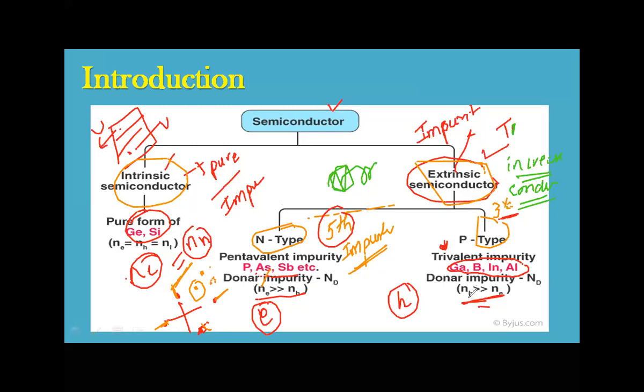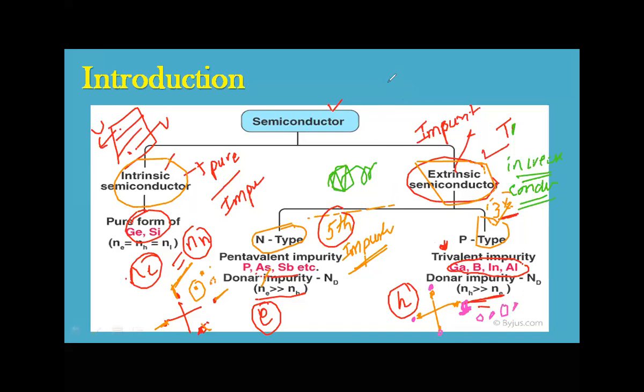Here, you see what happened. Germanium requires four, as its valency is four. We are adding third group elements, which means only three electrons pair with it. Here one, here one, here one. One hole is there, no electron is there. So holes are the majority charge carriers in p-type.